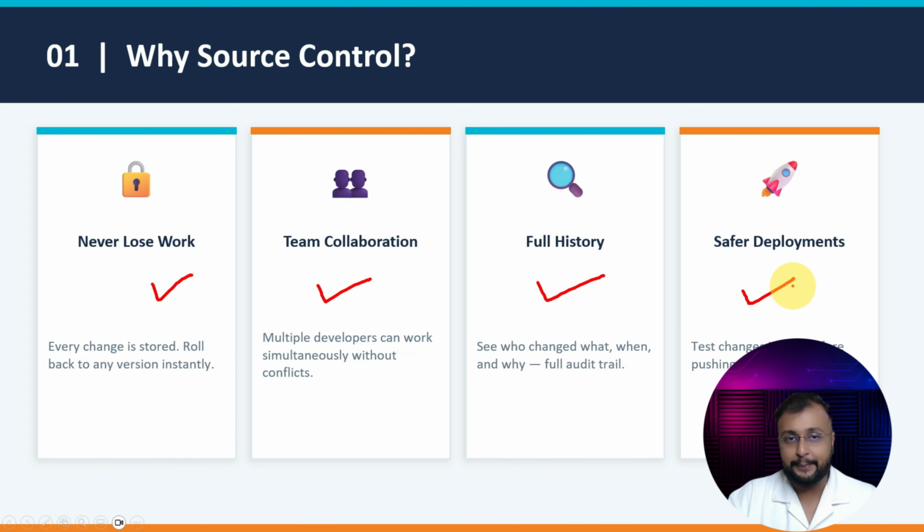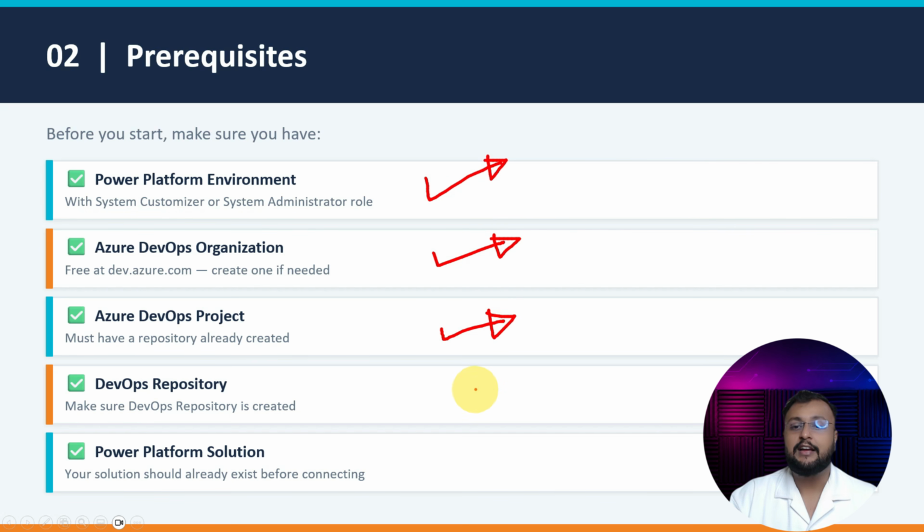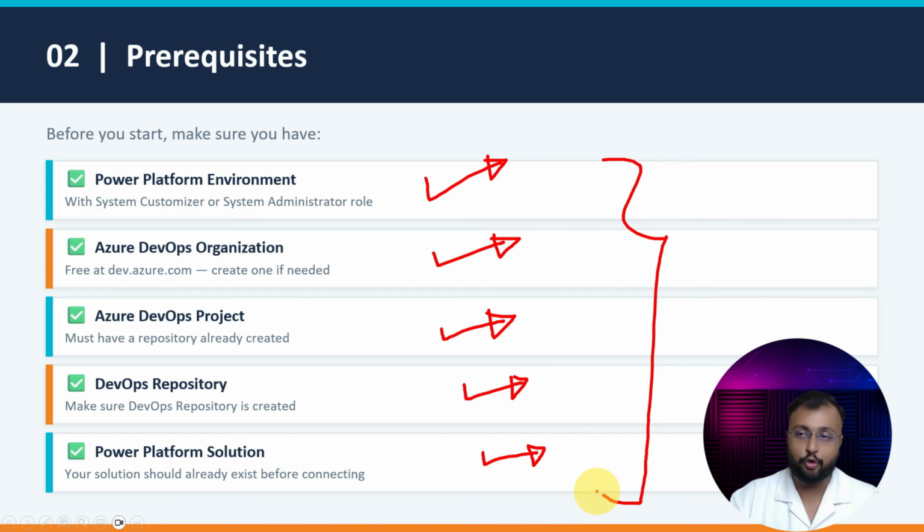Now, what are the prerequisites before you get started with the Azure DevOps integration? First of all, you need to have a Power Platform environment. Obviously, you need to have it. Second, you need to have an Azure DevOps organization account. Third, you need to be able to create a project in DevOps. You should have a repository in DevOps. And last, you should have a Power Platform solution, because this feature is solution aware, so only within a solution can you apply this.